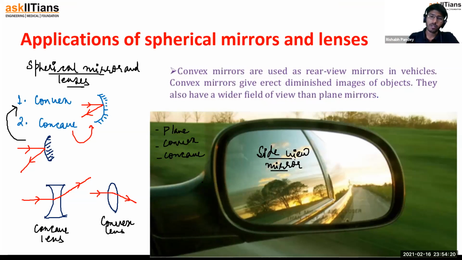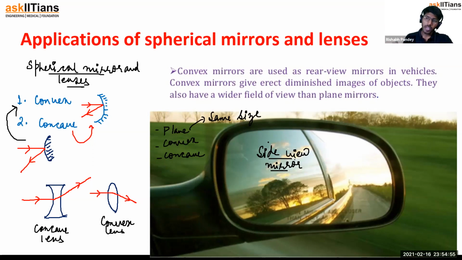But the problem with plane mirrors is that I will be getting an image which is of the same size as the object. Try to understand that. Let's say there's a truck behind me, and I want to see that truck, and there's a bike behind the truck. You are on the driving seat with your side view mirrors on, and at the back you have a truck, and behind that truck you have a bike.